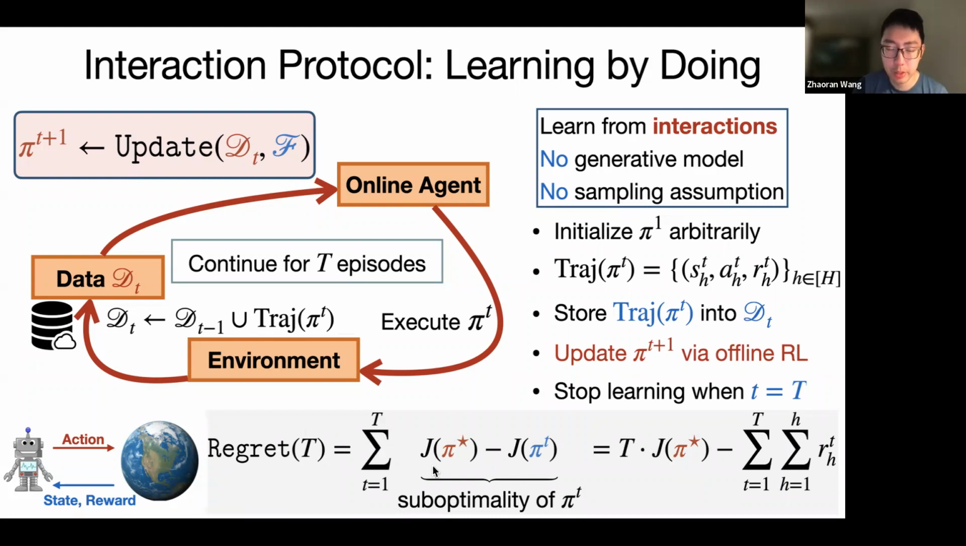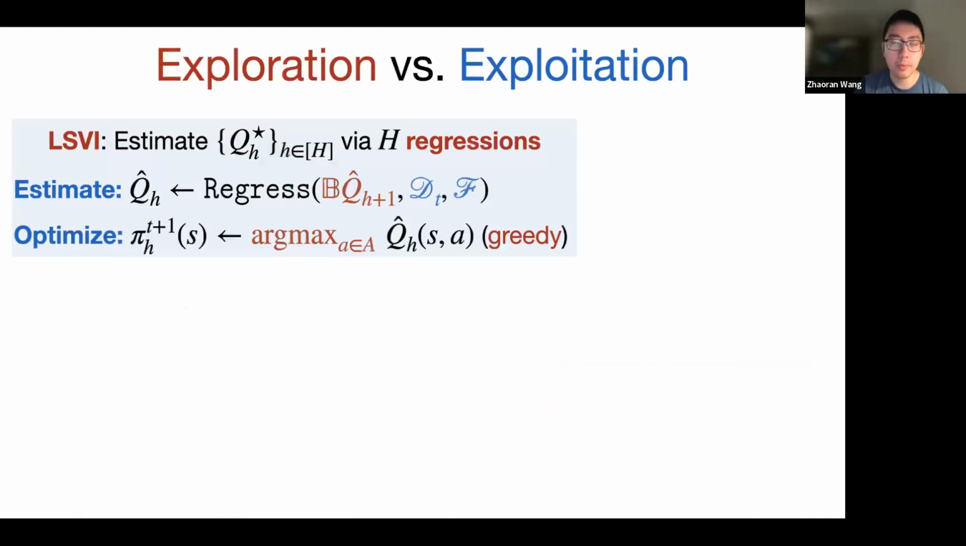If you spell out the regret, you get a more concrete definition. You collect all the rewards across the T rounds and H steps. This should be capital H. And then we have the total amount of rewards collected by the optimal policy. That's the gap. Hopefully, when we collect more data points, we can minimize this regret, and it should scale as something sublinear in capital T.